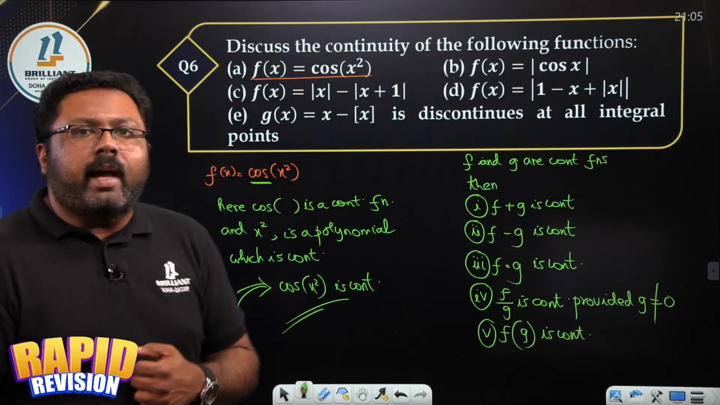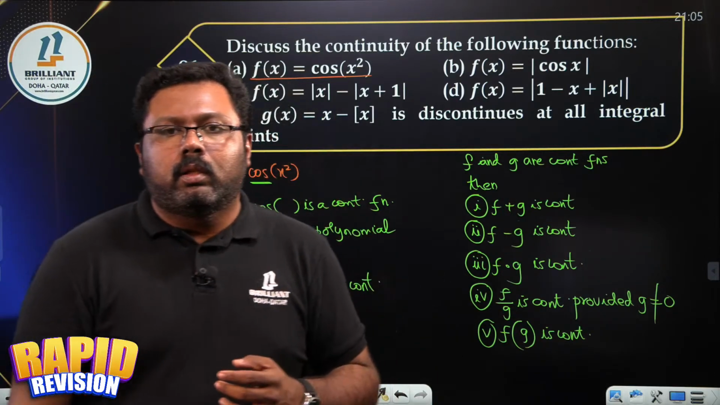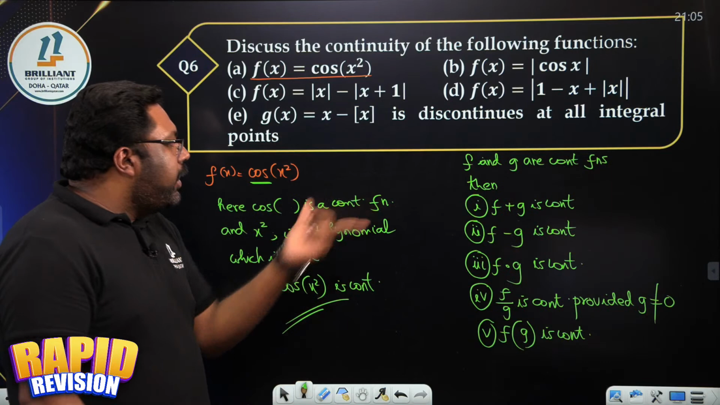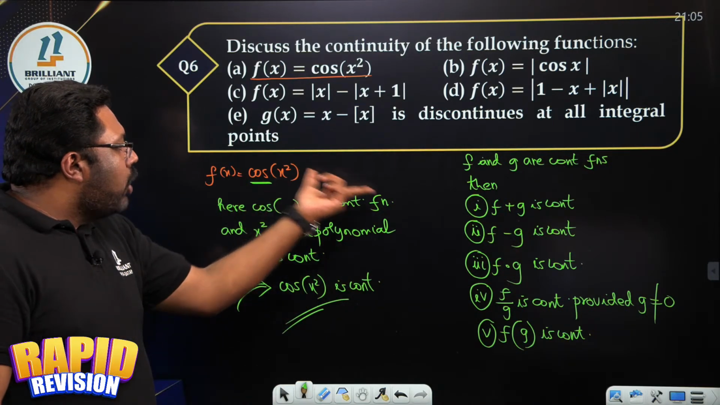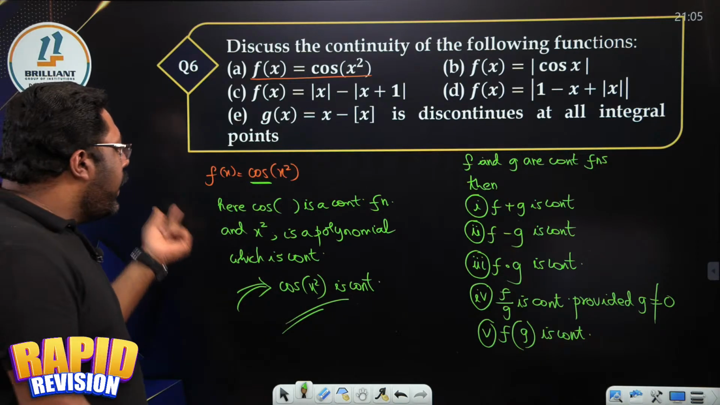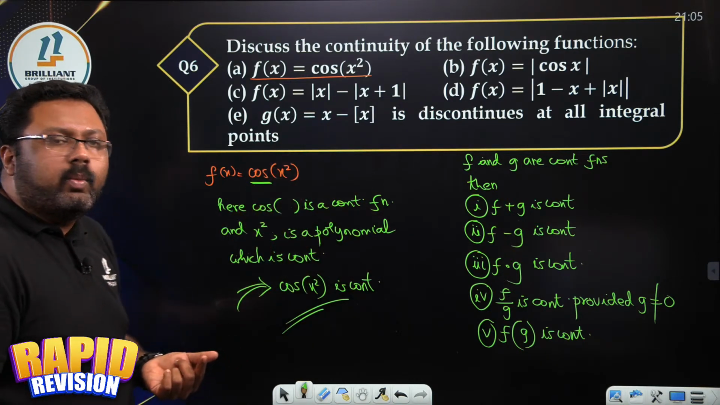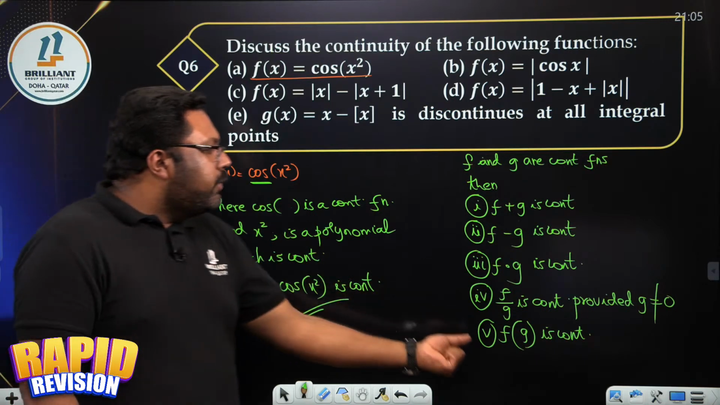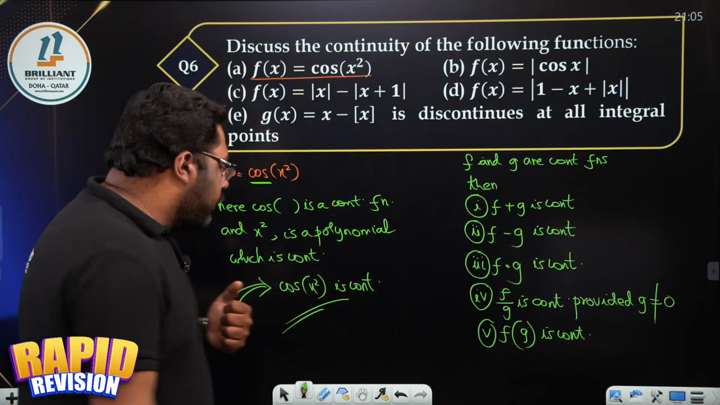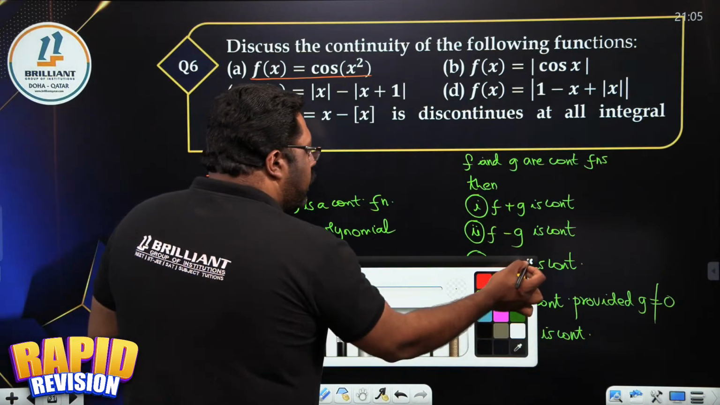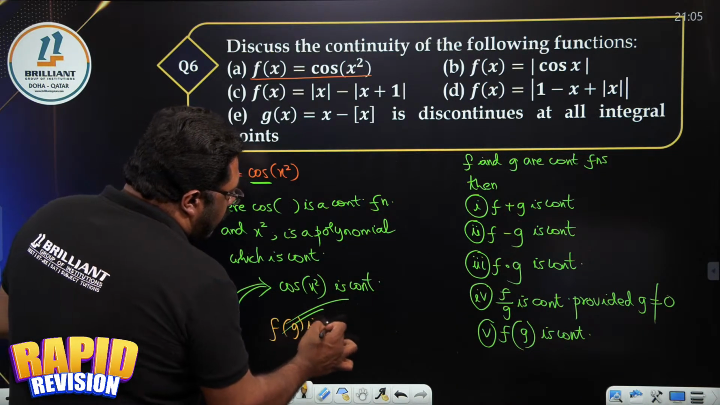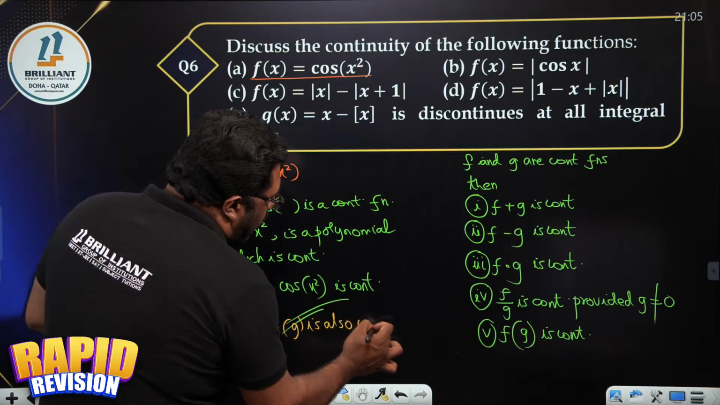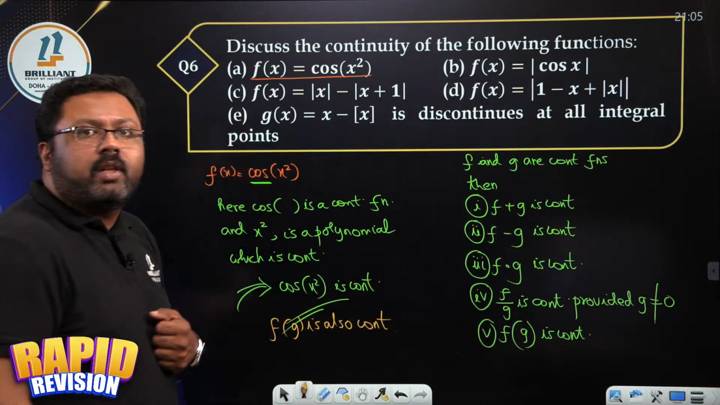You don't have to do any magic to prove it. 2 marks. Okay? Just explain to them why it's continuous. We have a function cos which is continuous. We have x squared which is a polynomial function which is continuous. Then one continuous function inside another continuous function. You can just give the explanation. F of g is also continuous. I believe the explanation is clear.